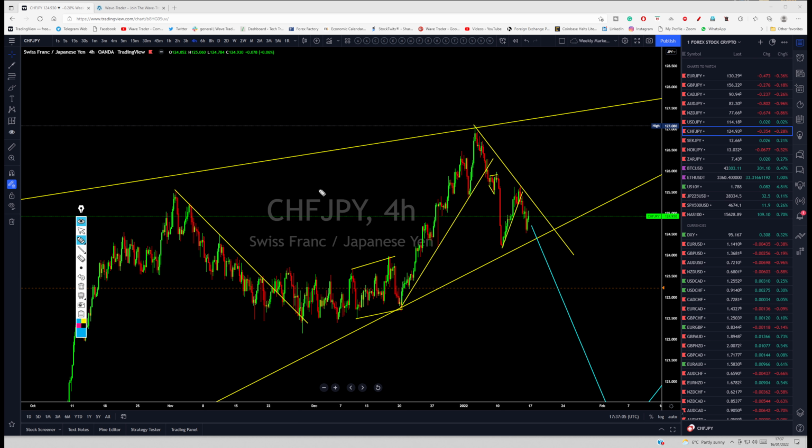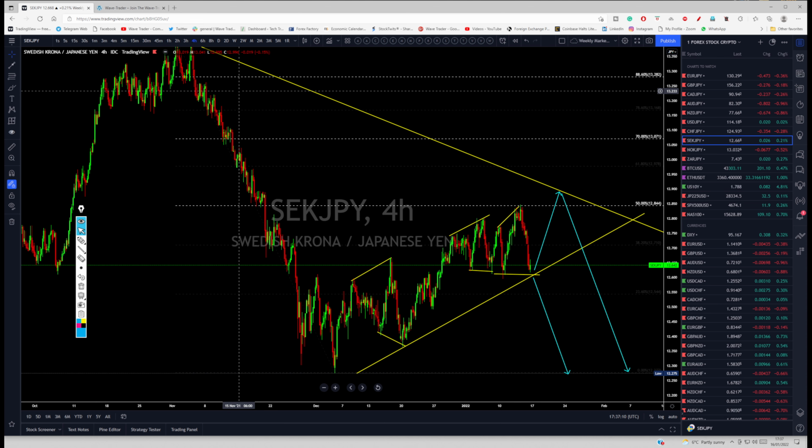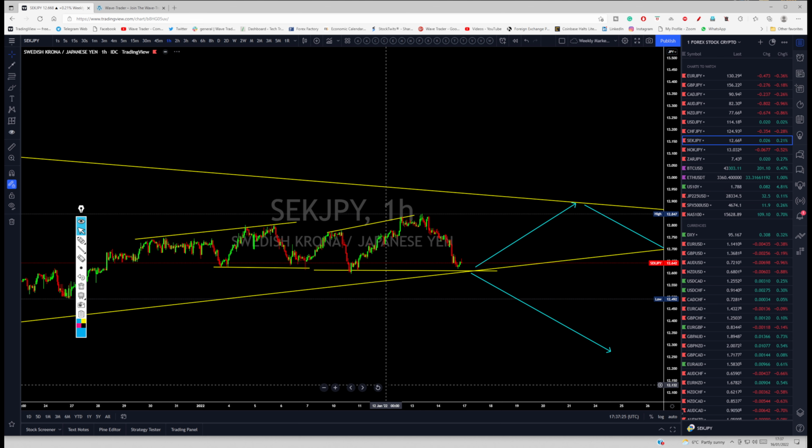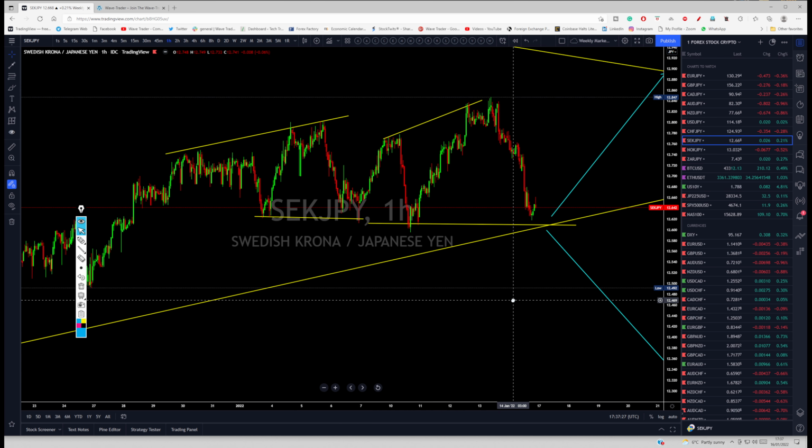So Swiss franc yen and Swedish krona are also similar to the euro yen. A 4-hour time frame correction to appear over there and then break down, or push up for another leg higher and then drop. I'm anticipating simply that price has already set for the drop.